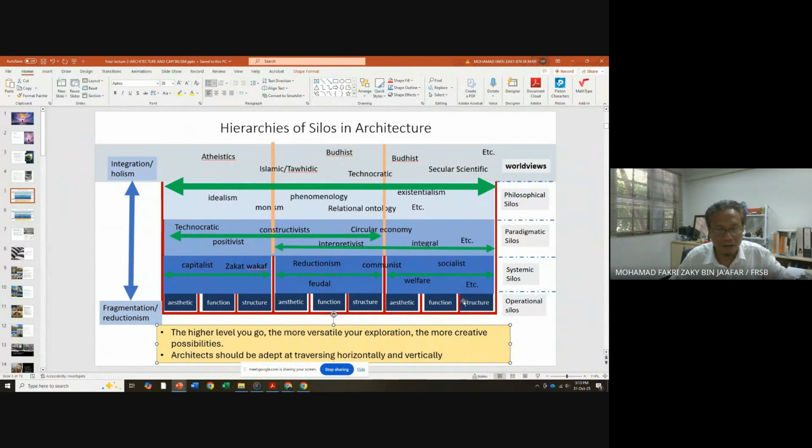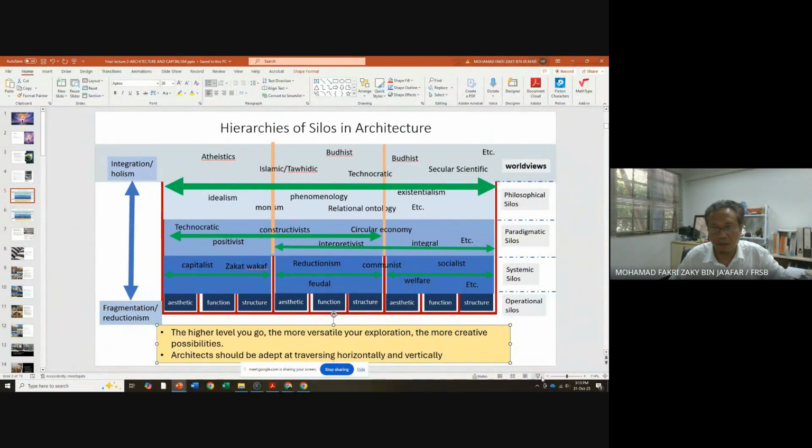The architect thinks in terms of aesthetics, in terms of meanings and whatnot, and then the developer is concerned with function and economics and all that. The engineers are thinking about structure, the environmental services. So normally we face the problem of siloed thinking at this level, the lowest level, the operational silos.